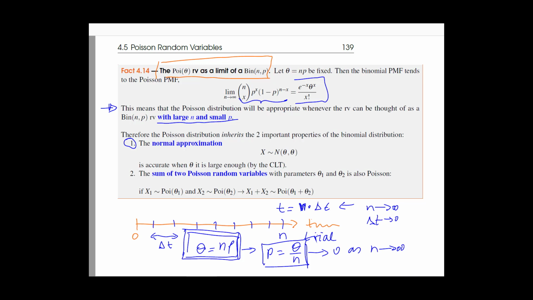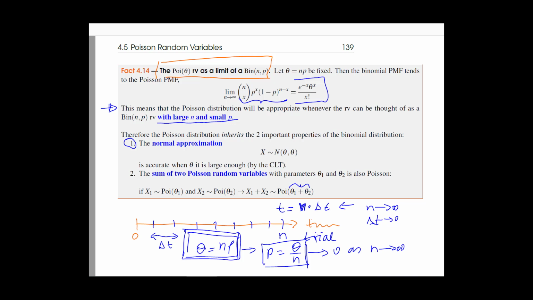And also the sum of two Poisson variables is also Poisson, right? And that's because the sum of two binomials was binomial, if you recall. X1 plus X2 is also Poisson with the sum of the rates. For the binomial, it was with the sum of the trials and with the same probability. Now it's just the sum of the rates.